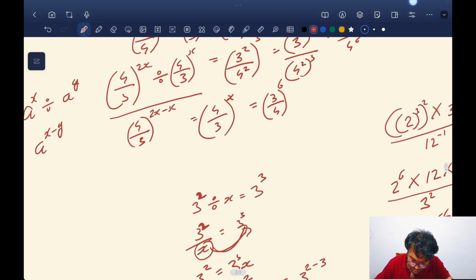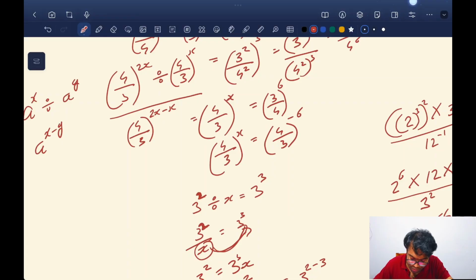So how can we write this? 4 upon 3 the whole to the power of x is equal to 4 upon 3 the whole to the power of minus 6.